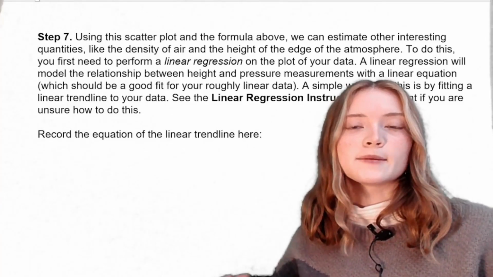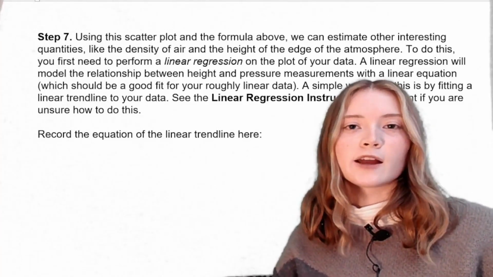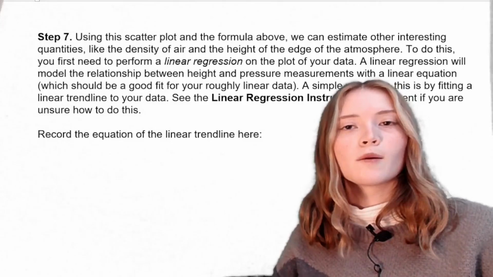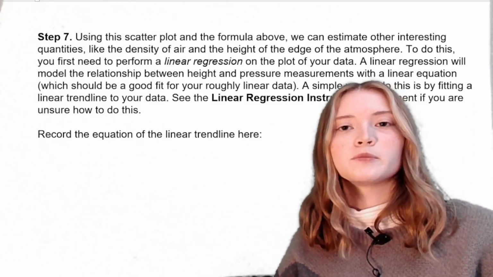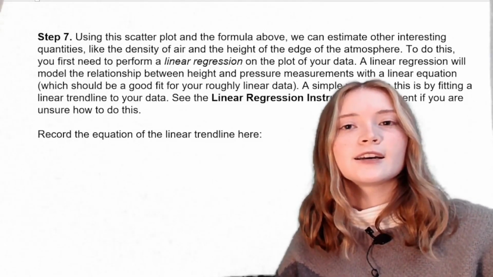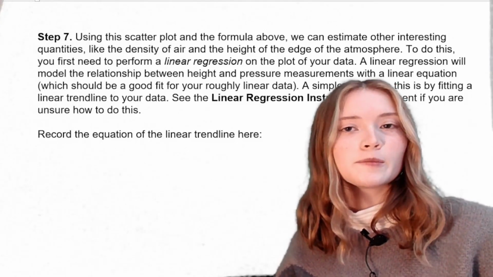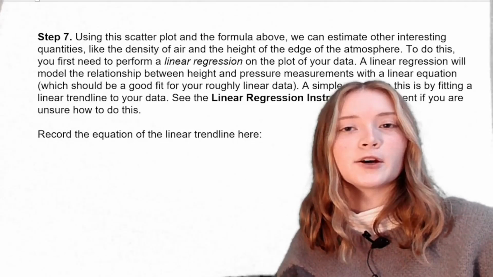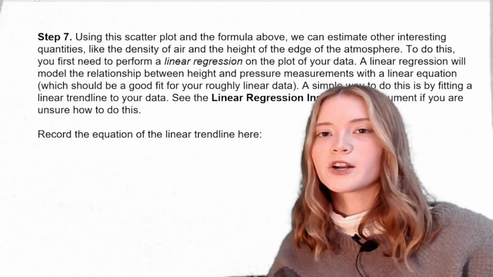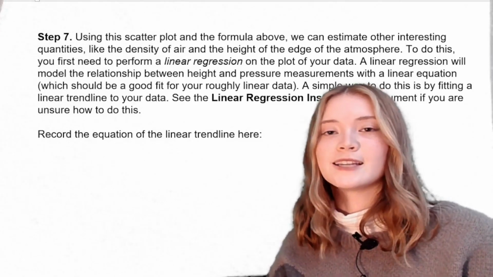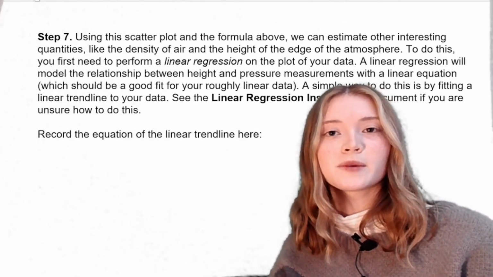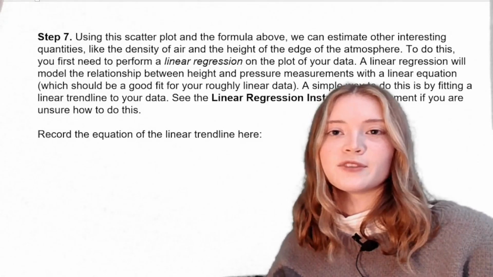So now in step 7, we're going to use that scatter plot that we just made, and we're going to perform a linear regression, which will allow us to model our relationship between pressure and height using a linear equation, which seems like it should be a good fit because our data did look very linear. Later we're going to use this model, or this equation, to infer quantities like the density of air where you took your measurements and the height of the edge of the atmosphere.